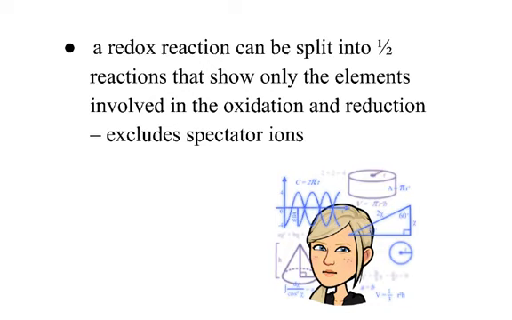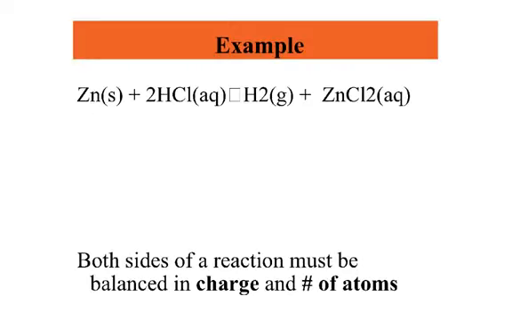A redox reaction can be split into two half reactions that show only the elements involved in the oxidation and reduction. And the other ones, we call those spectator ions. You've heard of spectators before. They're just sitting back and relaxing. They're not part of the action. So we're going to have a look at one of these types of reactions now.